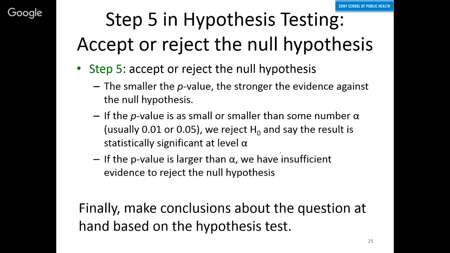And finally, you accept or reject your null hypothesis. The smaller the p-value, the greater the evidence against that null hypothesis, at least in terms of sampling variation. And the threshold is the alpha that we set in step 1. If that p-value goes below alpha, then we're going to reject the null hypothesis and accept the alternative. Otherwise, we say we don't have evidence to reject the null, so we're just going to stick with the null hypothesis. Doesn't mean that we've proven the null hypothesis, it means we've failed to disprove it.